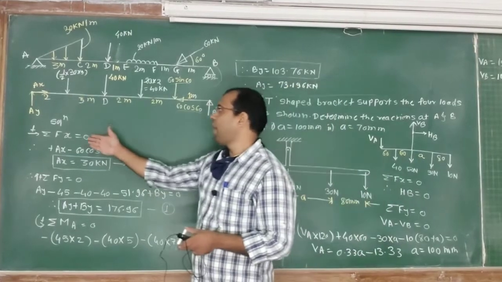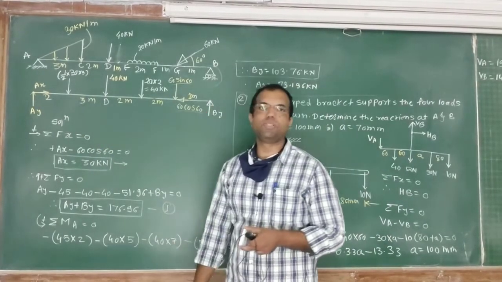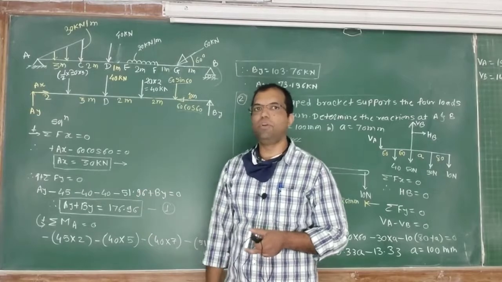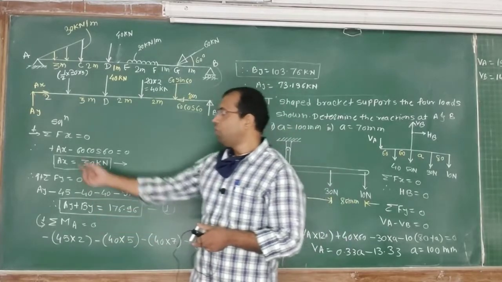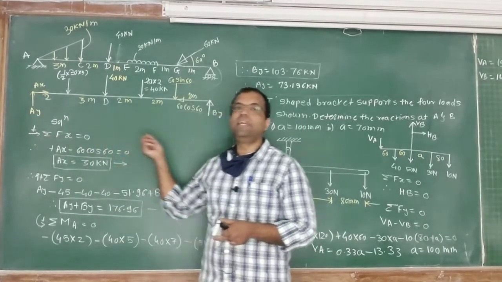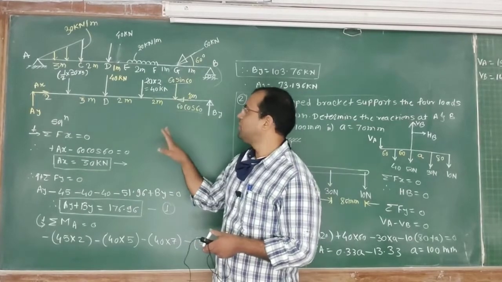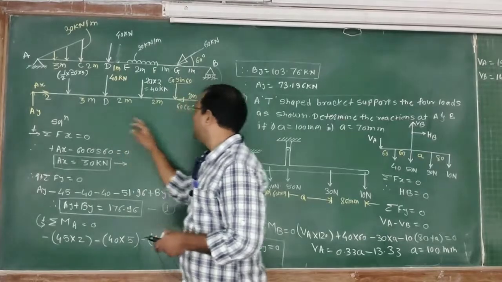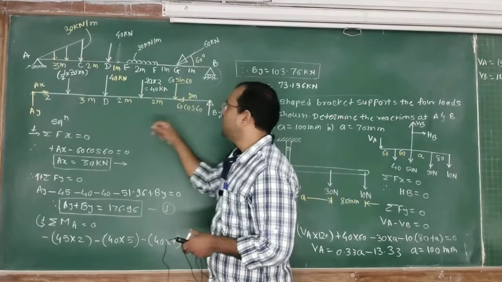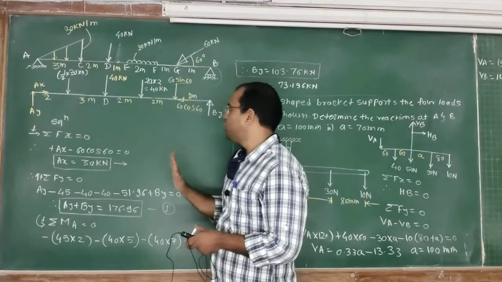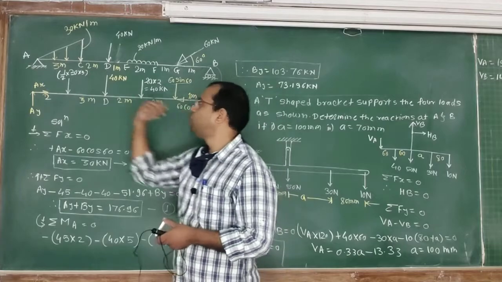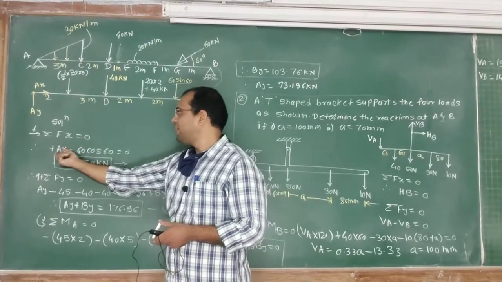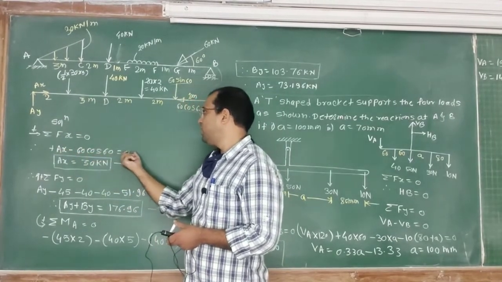First, summation of Fx equal to 0, means summation of all forces in x direction we have to consider. Now for that, I have assumed towards right is positive. So what are the forces in x direction? There is one force Ax and another force is 60 cos 60. Ax towards right positive, 60 cos 60 towards left negative. So plus Ax minus 60 cos 60 is equal to 0.